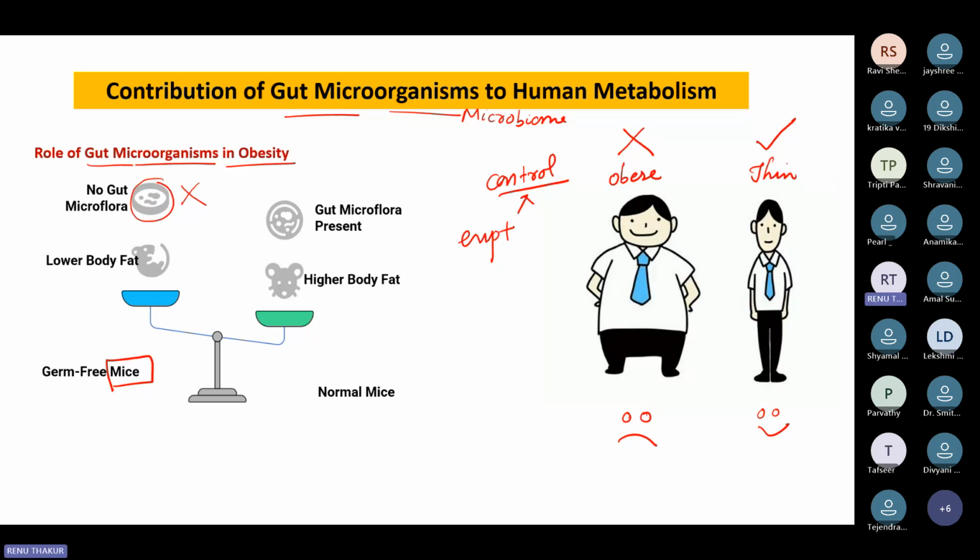So you can see here the gut microflora is present. In the normal mice, they have not done anything to these mice, so its gut microflora is present, and they have seen higher body weight. So they have concluded. What will be the conclusion? Simple, that gut microorganisms play a role in obesity. So they are doing what? They are changing the F by B ratio, and they are changing the amount of enzyme we are producing in our body.